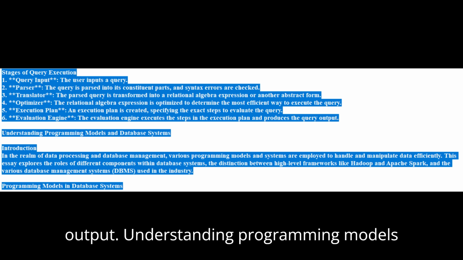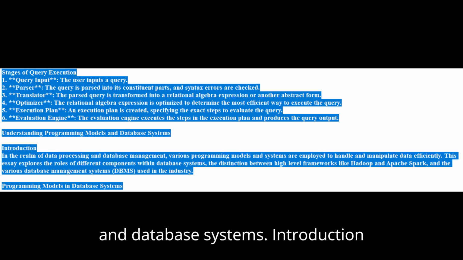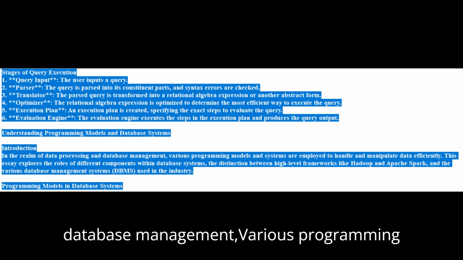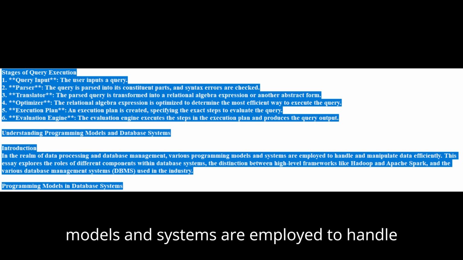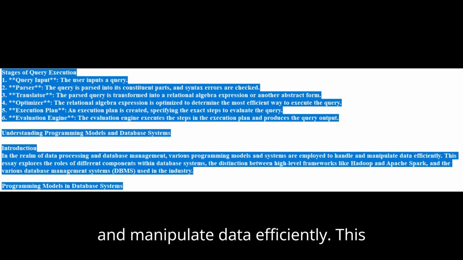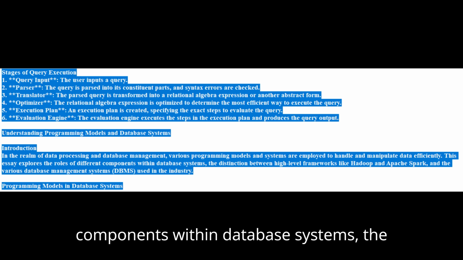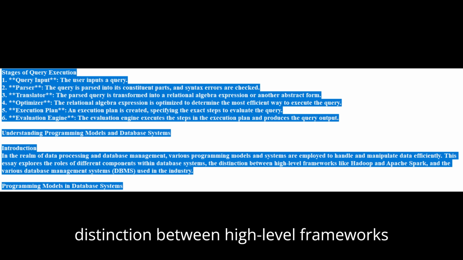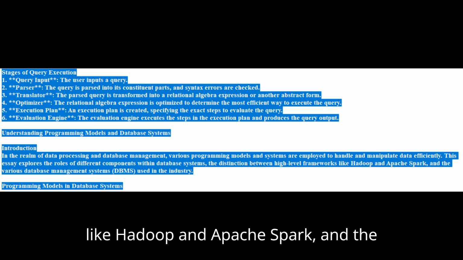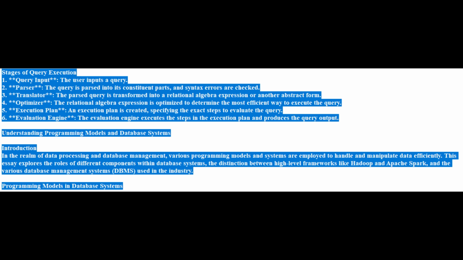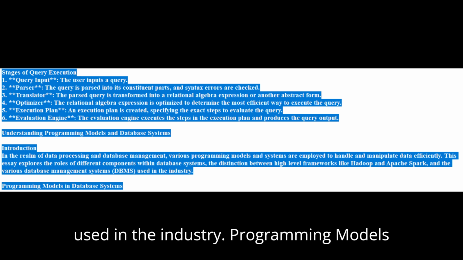Understanding programming models and database systems. Introduction. In the realm of data processing and database management, various programming models and systems are employed to handle and manipulate data efficiently. This essay explores the roles of different components within database systems, the distinction between high-level frameworks like Hadoop and Apache Spark, and the various database management systems, DBMS, used in the industry.